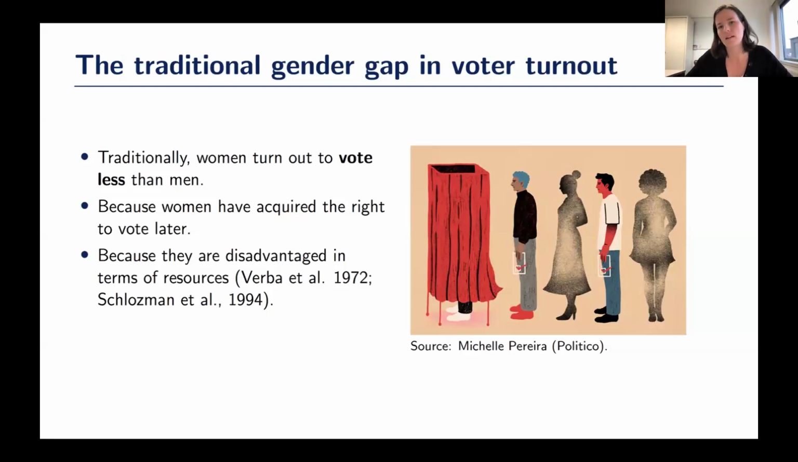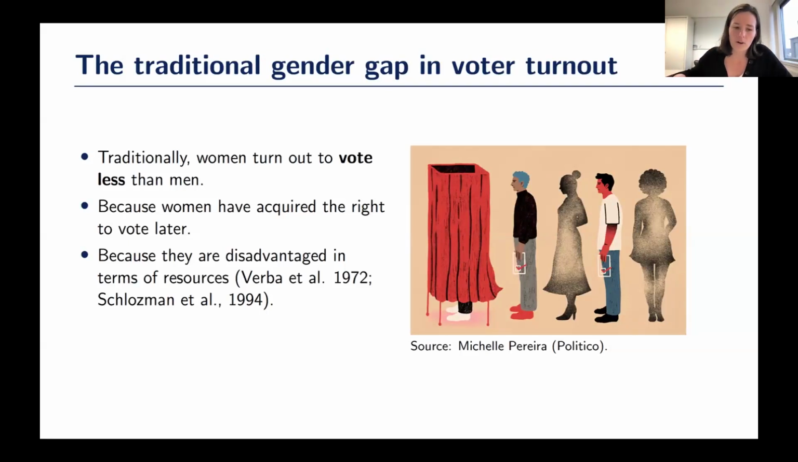And they thought that it made a lot of sense that women would turn out less than men, because first of all, women had acquired the right to vote later than men. And so it made a lot of sense that women who had only just acquired the right to vote weren't as politicized, weren't as equipped to turn out to vote and to cast a ballot to choose a party compared to men. So definitely early on, 50s, 60s, it made a lot of sense that women wouldn't turn out to the same extent as men.